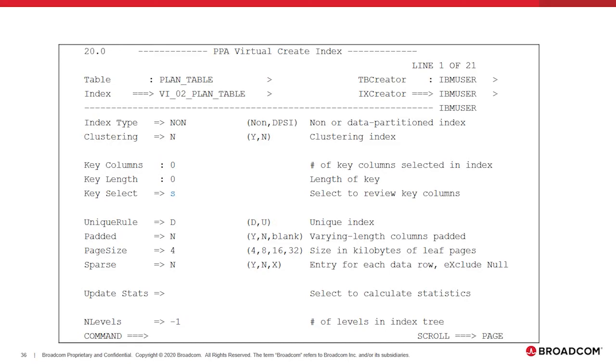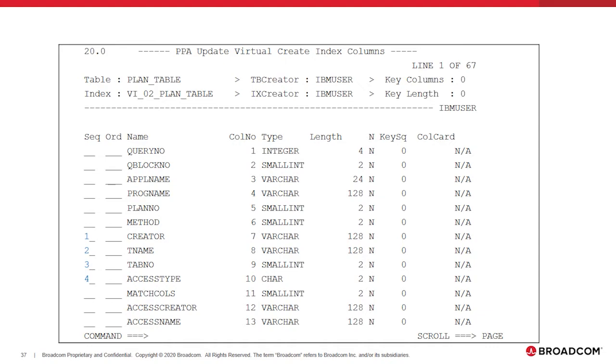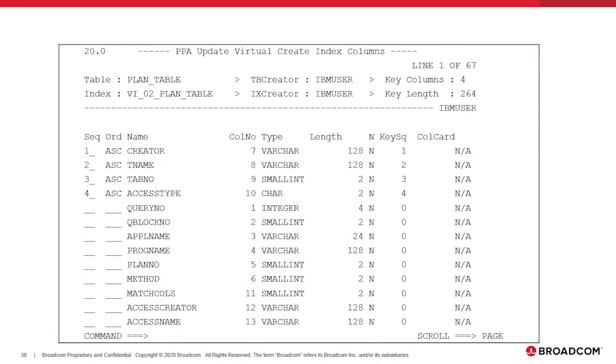Now type VC before the table, which means we'll virtually create an index, and press Enter. From this panel, we can define the index in detail. Type S at the key select field and press Enter. Then this virtual index is defined successfully. Press F3 to return.